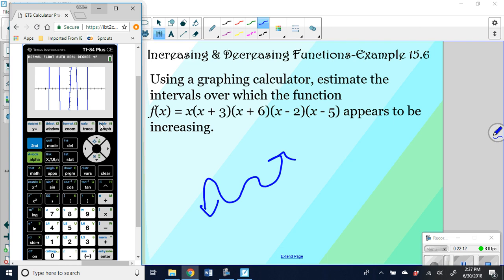Okay, so that's a little bit better, but are we getting the top and bottom parts, our max and mins? No, so we need to go to Window, and we need to change it. Let's try negative 100 and positive 100.